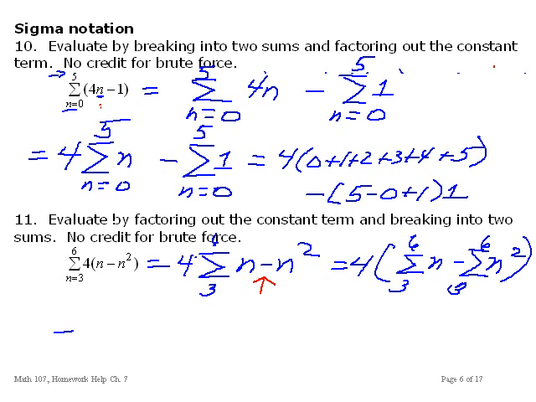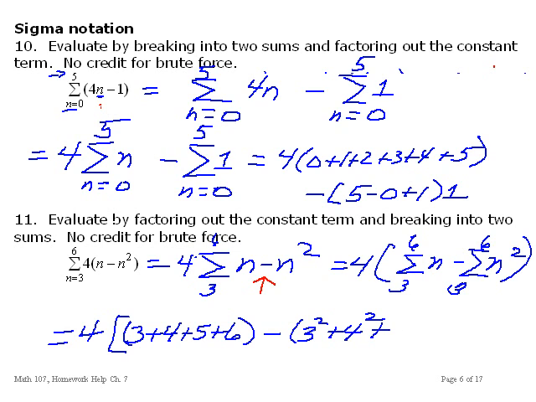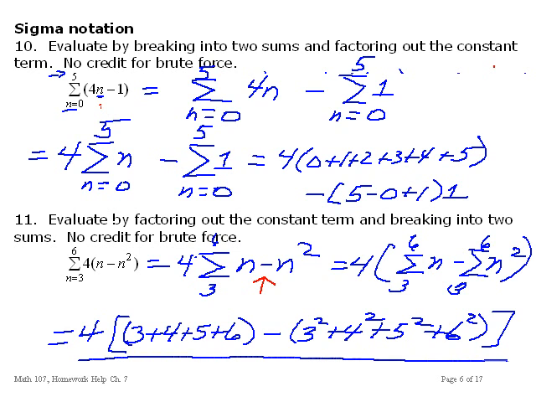Now I can expand this. So I've got 4, and in the parentheses I have the counter going from 3 to 6. That's n, 3 plus 4 plus 5 plus 6. That's that first term. Then I subtract from that, and now you see the counter again going from 3 to 6, but this time it's squared, n squared. So 3 squared plus 4 squared plus 5 squared plus 6 squared. Now you can go work that out on a calculator as you wish. I don't really care. This is what I want to see. I want to see you be able to get from here to this point showing the steps.